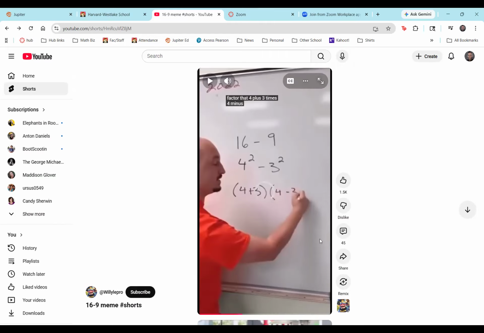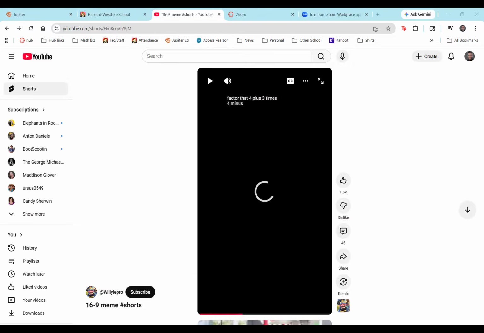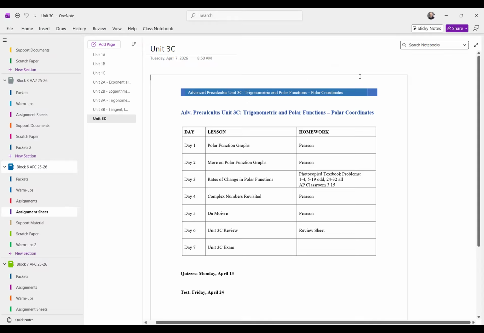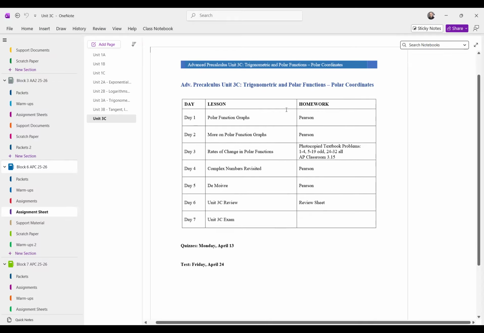But let's talk about the unit that we have in front of you. And let me share this. So chatty. My goodness. Okay, so it's a pretty short section. This is the last of the first 3 big units. So there will be a unit 4, but this is unit C. We're going to be talking about polar functions.